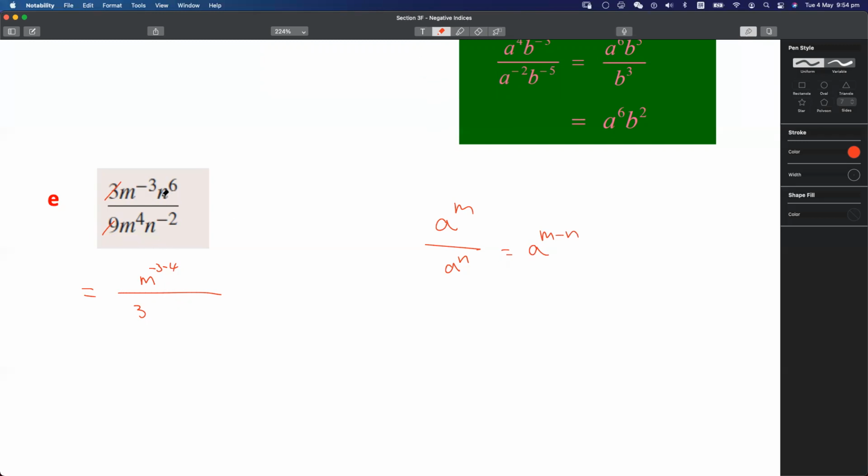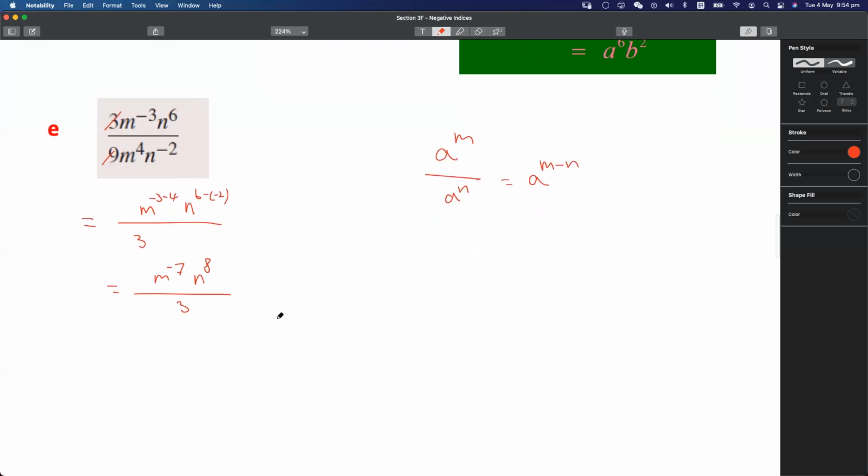So let's take a look at n. n to the power 6 over n to the power negative 2. That's minus negative 2. So that's m to the power negative 7, n to the power 8 over 3. But we have negative indexes here, so you can move this down to the bottom. That's n to the power 8 over 3 m to the power 7. So the final answer is n to the power 8 over 3 m to the power 7.